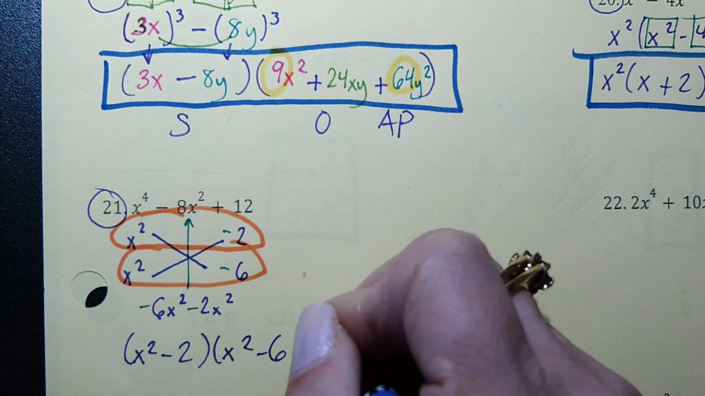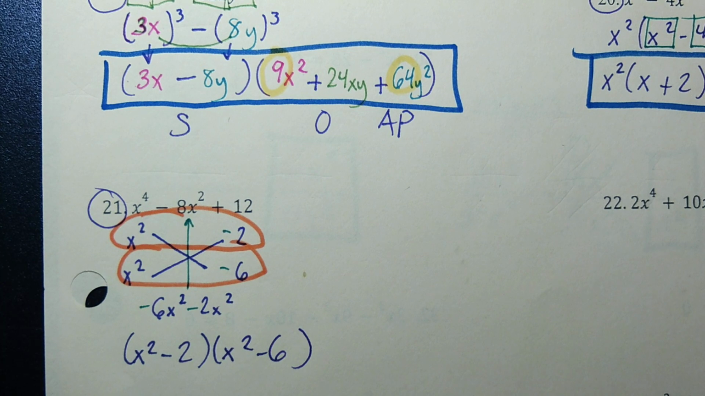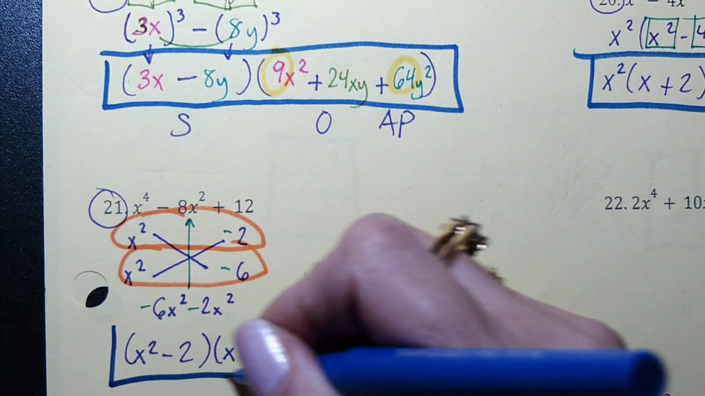Can I factor those any further? Nope. Because 2 and 6 are not perfect squares, we cannot factor it as difference of squares or anything else.